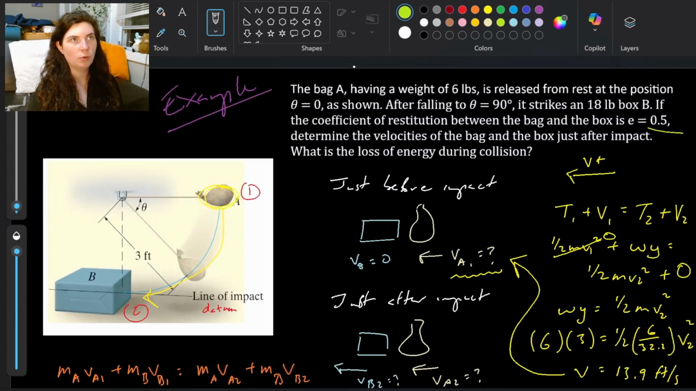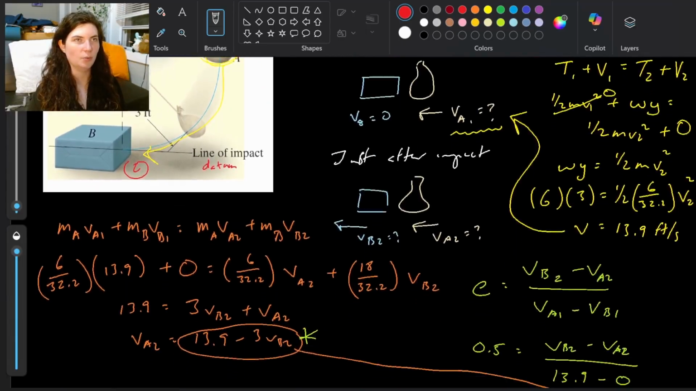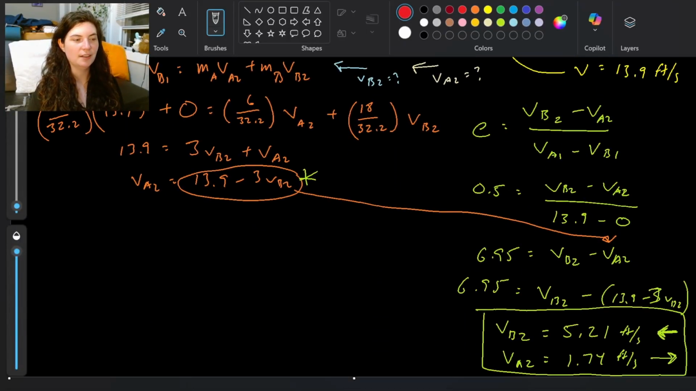But it did have one more interesting little bit on here, where it asked us, what is the loss of energy during that collision? So if we think about what does that mean? What is it asking us? Loss of energy during collision. That loss of energy is any work that we can't account for.